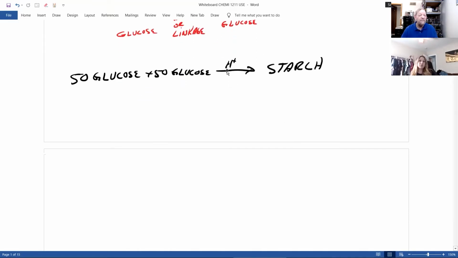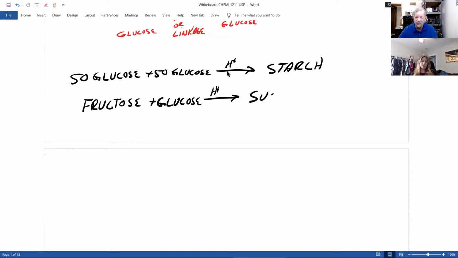Now, for sucrose, what is sucrose? It's fructose and glucose bonded together. And if I take acid, what happens? Same type of reaction I just showed you, but here you get sucrose, which you know as either sugar or table sugar.